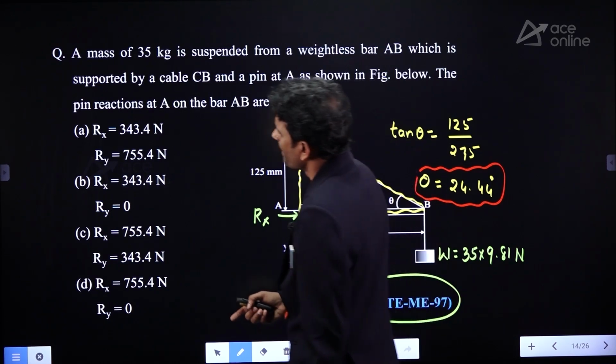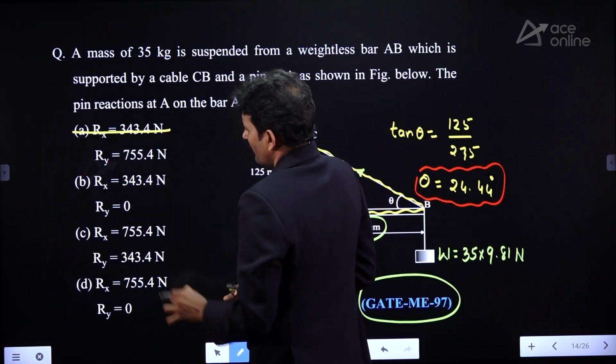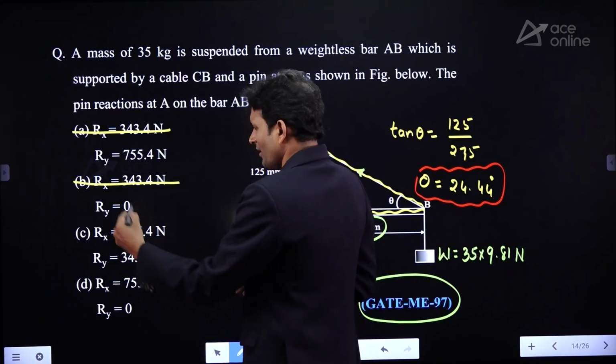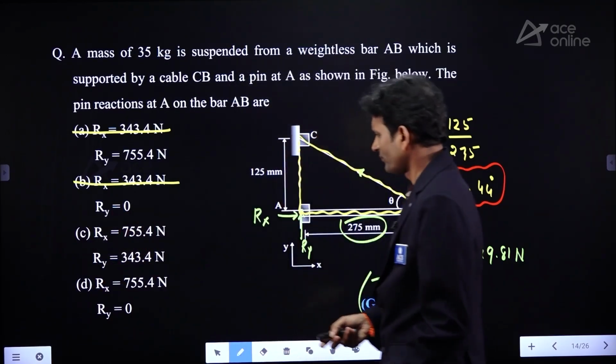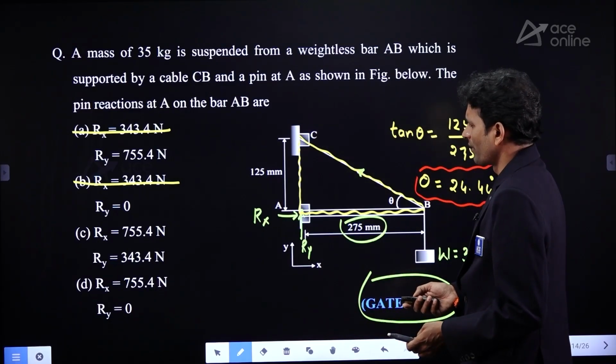We are observing Rx. Strike off this, at A and at D we have. That means either C or D is correct. Either C or D is correct. So we need to find out Ry.